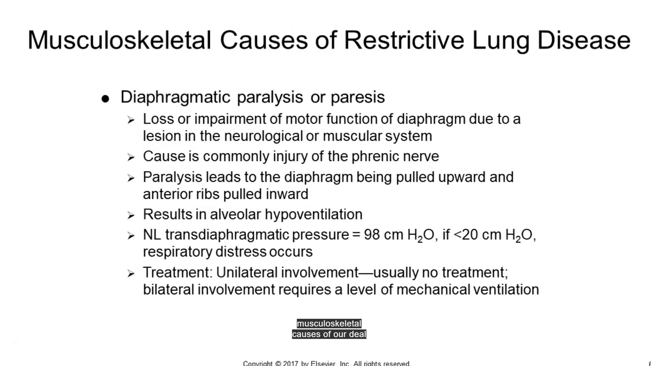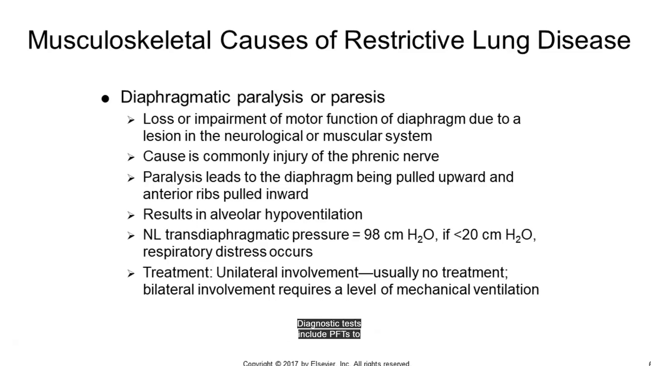Lastly, musculoskeletal causes of RLD include diaphragmatic paralysis or paresis, kyphoscoliosis, ankylosing spondylitis, pectus excavatum, and pectus carinatum. Diaphragmatic paralysis or paresis is characterized by loss or impairment of motor function of the diaphragm due to a lesion in the neurologic or muscular system, such as bronchogenic carcinoma, or damage to the phrenic nerve due to thoracic surgery. This leads to the diaphragm being pulled up and the anterior ribs inward and results in alveolar hypoventilation, microatelectasis, VQ mismatch, alveolar collapse, and hypoxemia.